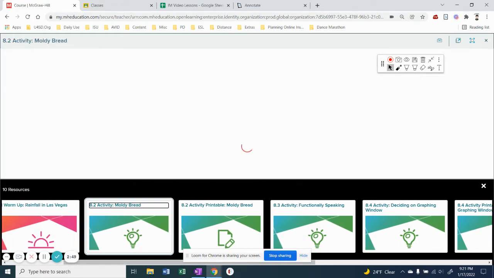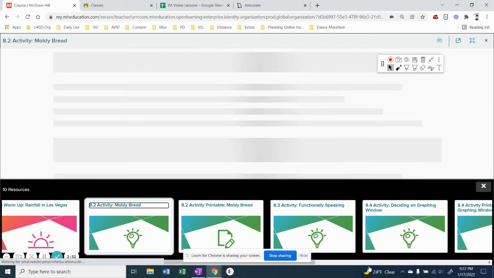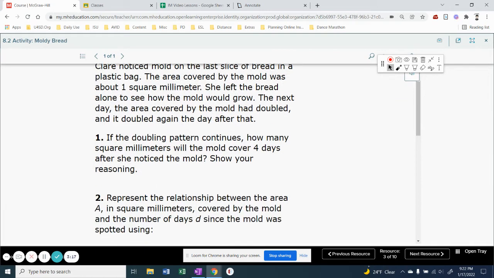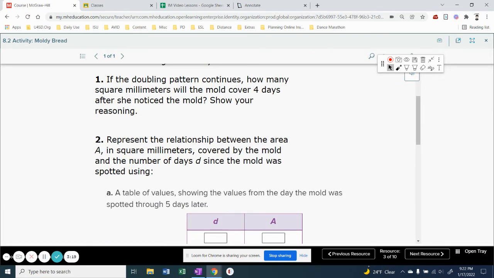Let's do a science experiment with moldy bread, shall we? Claire noticed mold on a slice of bread in a plastic bag, and that mold has an area of about 1 square millimeter. She left the bread alone to see how the mold would grow. The next day, the area doubled, and the day after that, it doubled again. So if the doubling pattern continues, how many square millimeters will the mold cover 4 days after she noticed the mold? So share your reasoning.